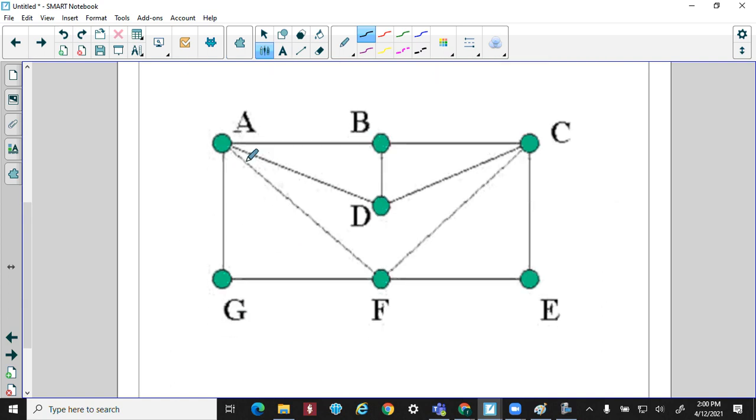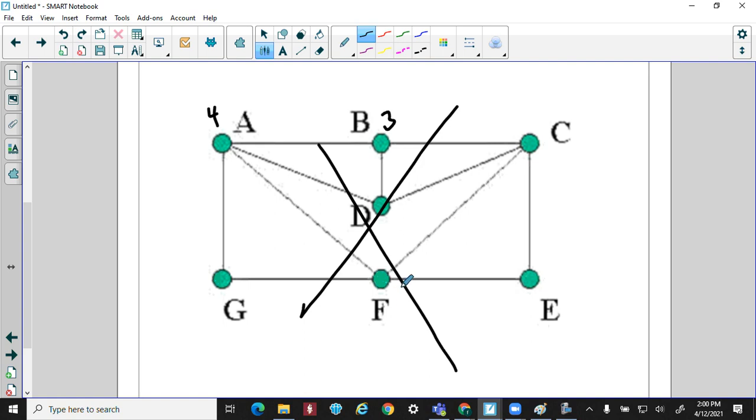Now let's look at this one. Again, I always like to start with A and work my way around the horn. 1, 2, 3. So A has 4. B has, oh, look at that, B has 3. So, boom. Nope. It's not going to work. Because, again, remember, all the vertices must have an even degree.